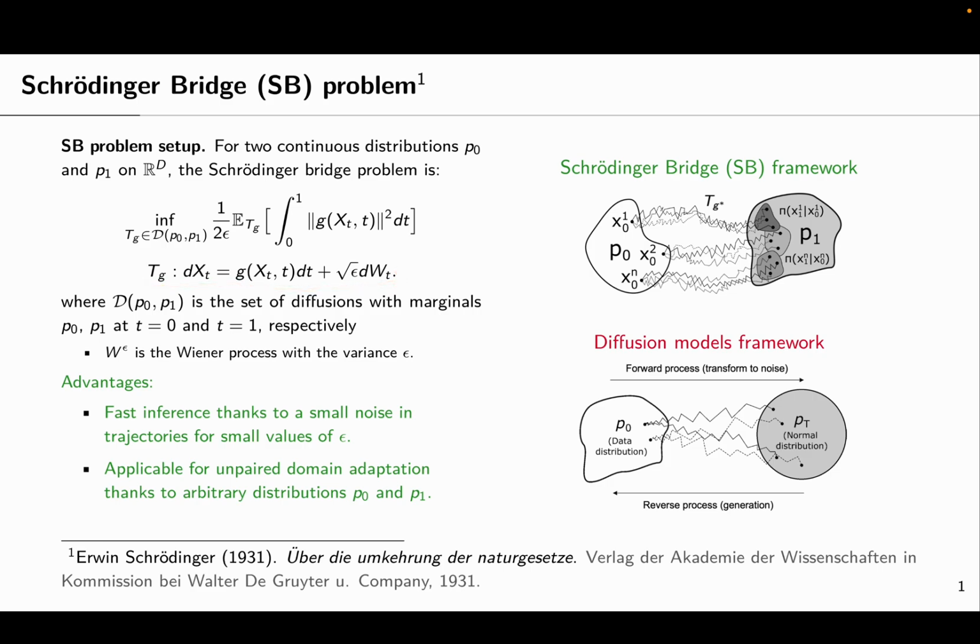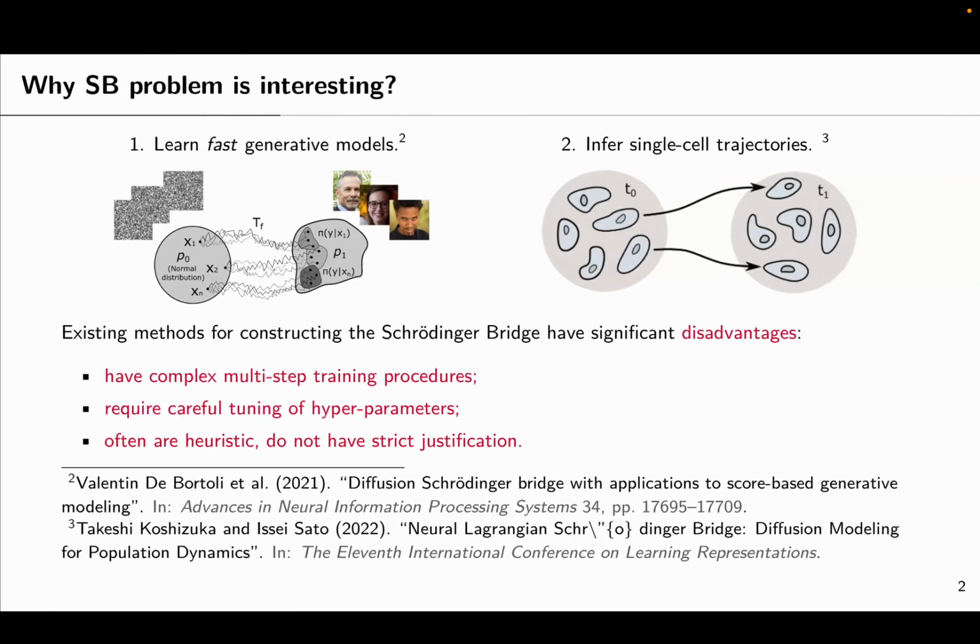Optimality of a diffusion Tg is defined as the minimum of expectation over all possible paths xt of drift term g norm. In other words, it means that diffusion Tg tries to follow the least action principle and preserve a similarity between the input of the diffusion and the output of the diffusion. By tuning the coefficient epsilon, one can tune the noise of the trajectories of diffusion Tg. For instance, small values of the coefficient epsilon lead to almost straight trajectories, which can be easily simulated in several steps of numerical solvers.